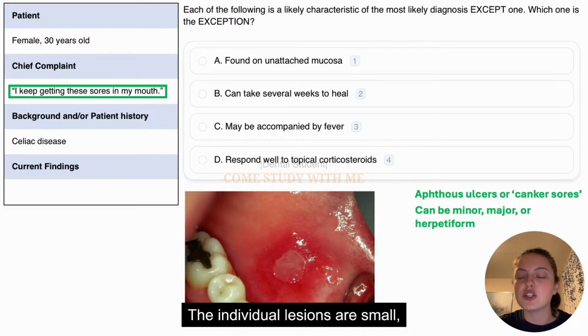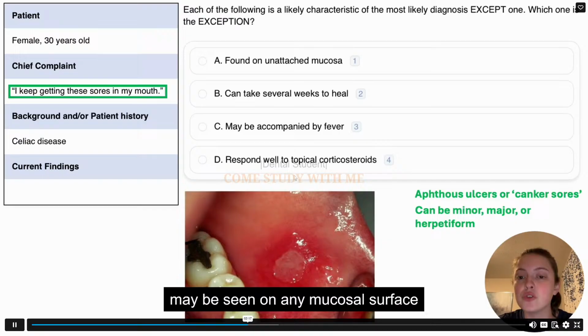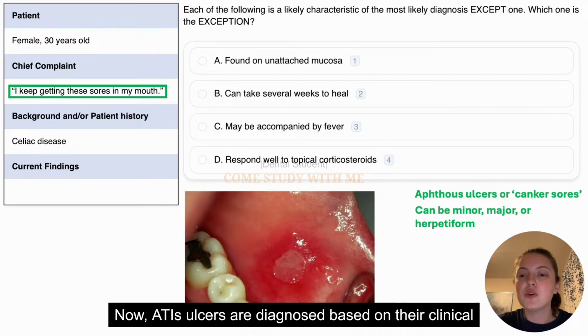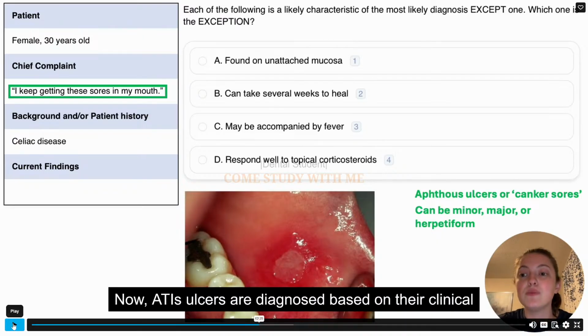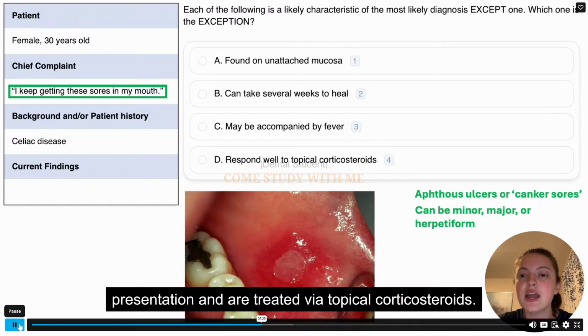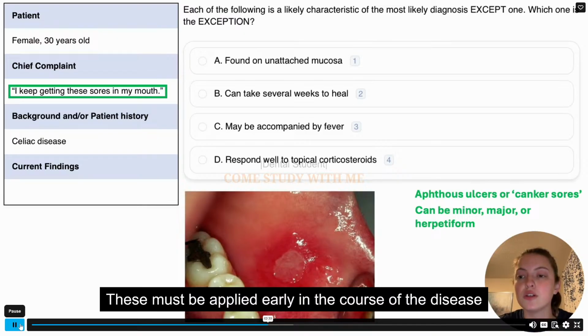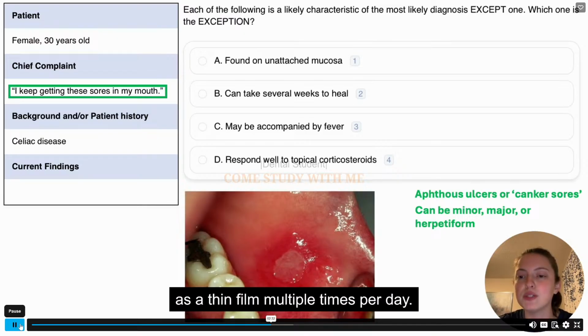The individual lesions are small, may be seen on any mucosal surface, and have a superficial resemblance to primary herpes simplex virus, which is why they're called herpetiform. Now, aphthous ulcers are diagnosed based on their clinical presentation and are treated via topical corticosteroids. These must be applied early in the course of the disease as a thin film multiple times per day.